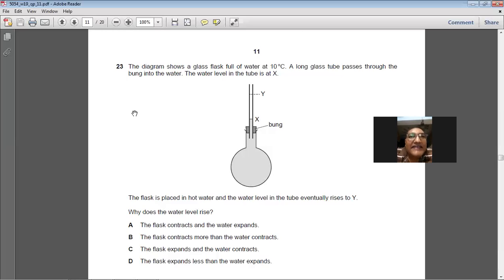The flask expands less than the water expands. So D looks the right option, sir. Question number 23, D is the right option. I hope you have understood this description. This same story came in a theory paper, paper 2, and there you have to write that description which I just tried to explain to you. There's an important question.